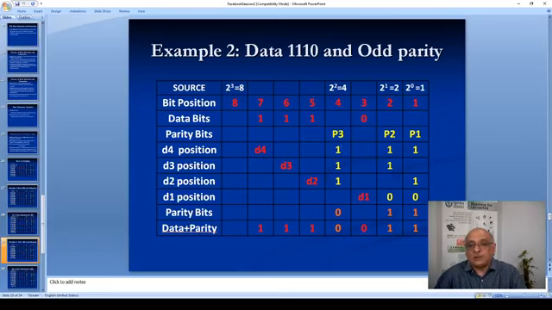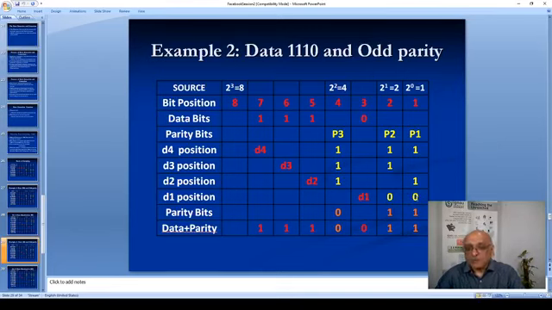D4 will contribute to this, this and this. It is 1, so we are putting 1 in all the places. D3 will contribute to P3 and P2. In both cases, since D3 has data value 1, the 1 value is reflected at both places. D2 once again is 1, so both places get 1. D1 happens to be 0, so at both places the value is 0.